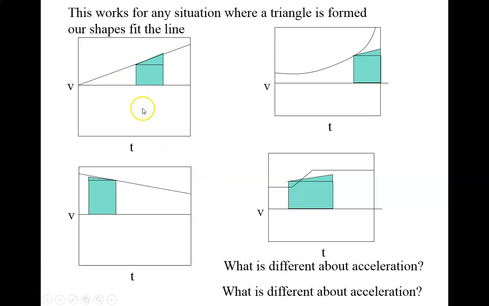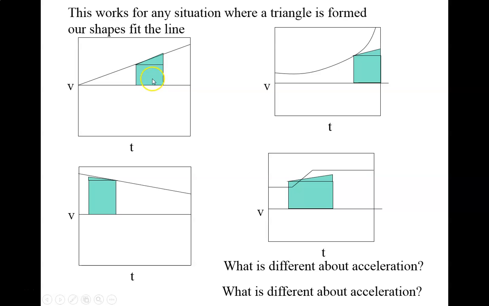Now, we can only use that equation that we just figured out, v bar equals (v1 plus v2) over 2, when we have something that looks like a box and a triangle, which means we can do something like this. We can't do something like this or like this. So we can do something like this.